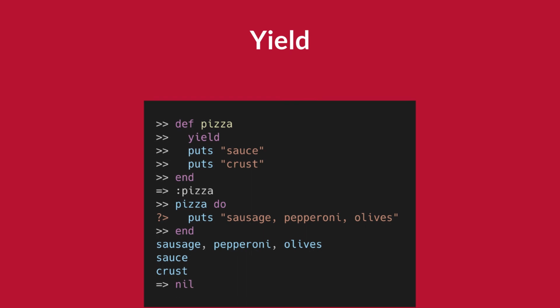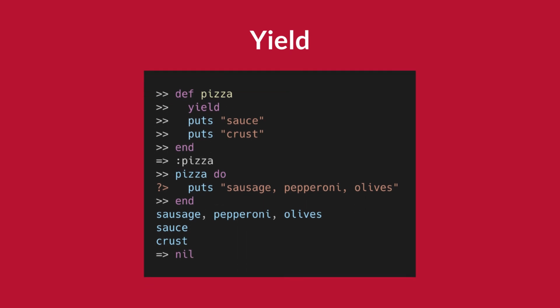Blocks are often more than one line. The common convention is to use curly braces only for short one-line blocks, and use the do-end syntax for all multi-line blocks. Now in Ruby, every method can take a block, and then you can invoke that block using a special keyword called yield. Let's define a method to use yield.